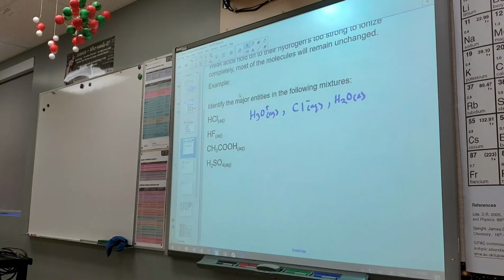100% of it split up. It split up into hydronium ions and chloride ions. Is that the same thing for HF?